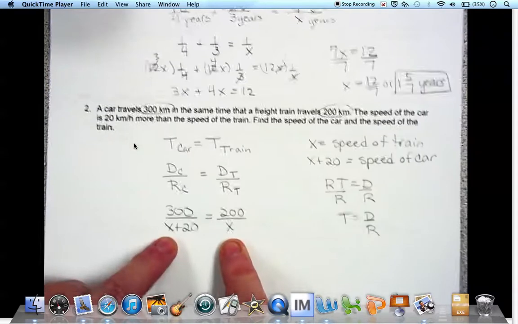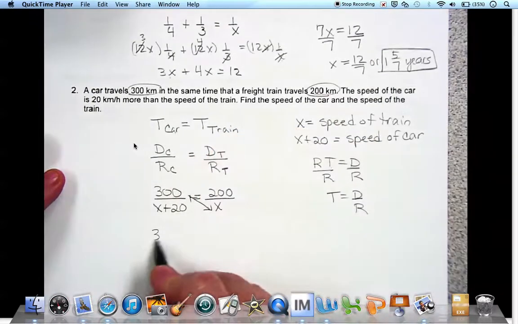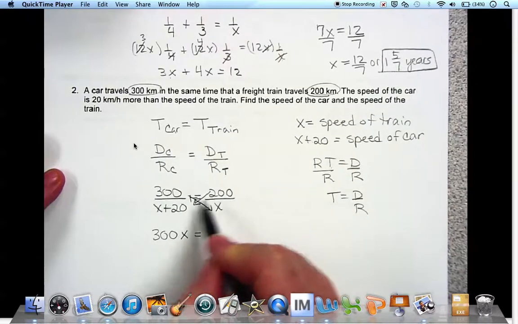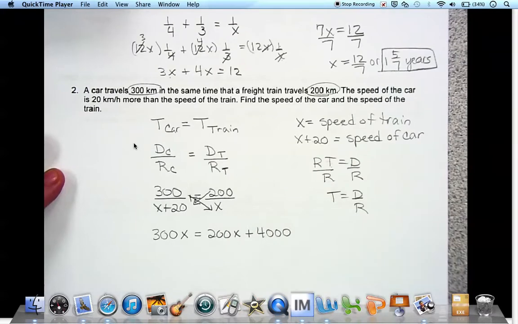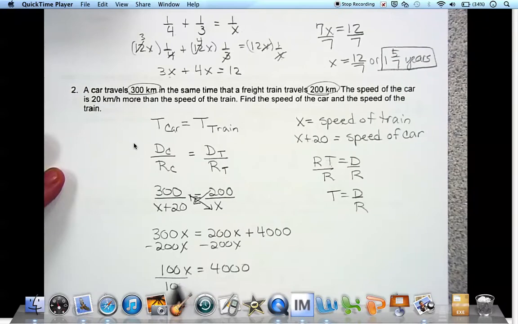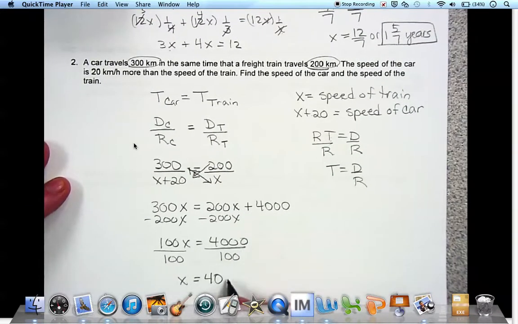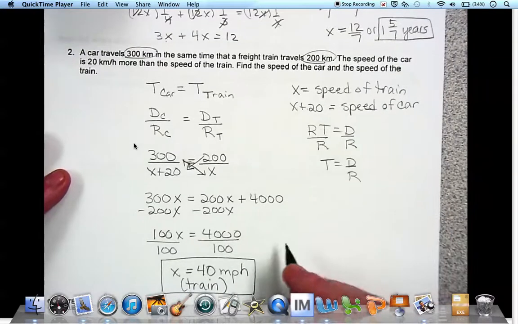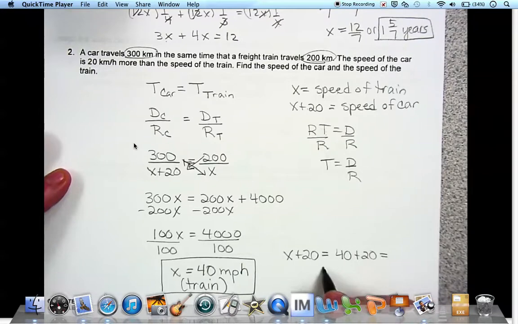Okay, now we can either do a common denominator, or in this case, we've got a fraction equals a fraction, so we can cross multiply. So we're going to do 300 times x, 300x equals 200 times each one of these. So 200 times x is 200x plus 200 times 20 is 4,000. So then we'll subtract 200x. We get 100x equals 4,000, divide by 100, and x equals 40. So the train is going 40 miles per hour. This would be train. Okay, and the car is going x plus 20. So x plus 20 equals 40 plus 20, which equals 60 miles per hour. So the car is going 60 miles an hour.